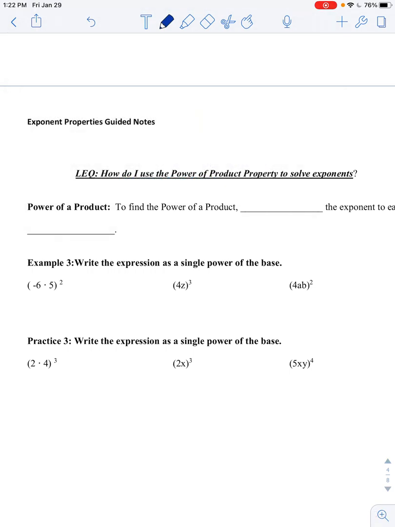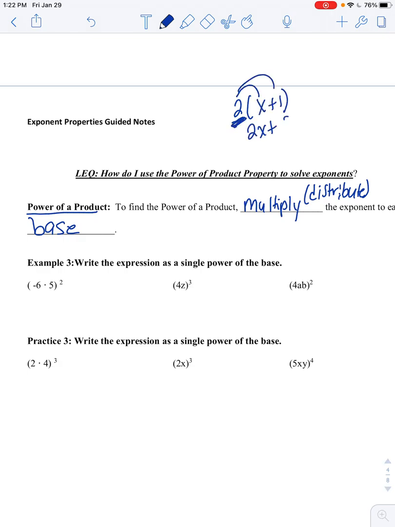Okay, so power of a product. To find the power of a product, you need to multiply or distribute the exponent to each base. Okay, so think about what the distributive property looks like when it comes to equations, right? It means you're taking the number that's on the outside and distributing it to both things on the inside. So essentially that's the same thing, except we're working with exponents.